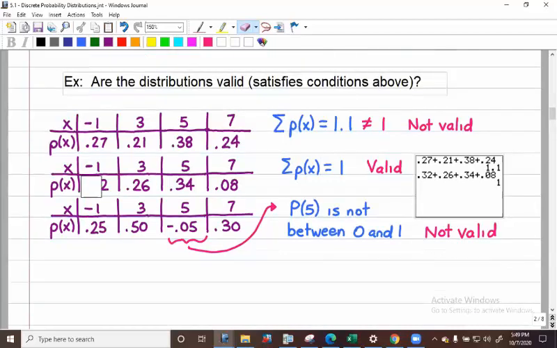The next one, you look at the probabilities. They all look good. I did check on the calculator. Just add those 4 probabilities up, and they add up to exactly 1. We call that a valid distribution.